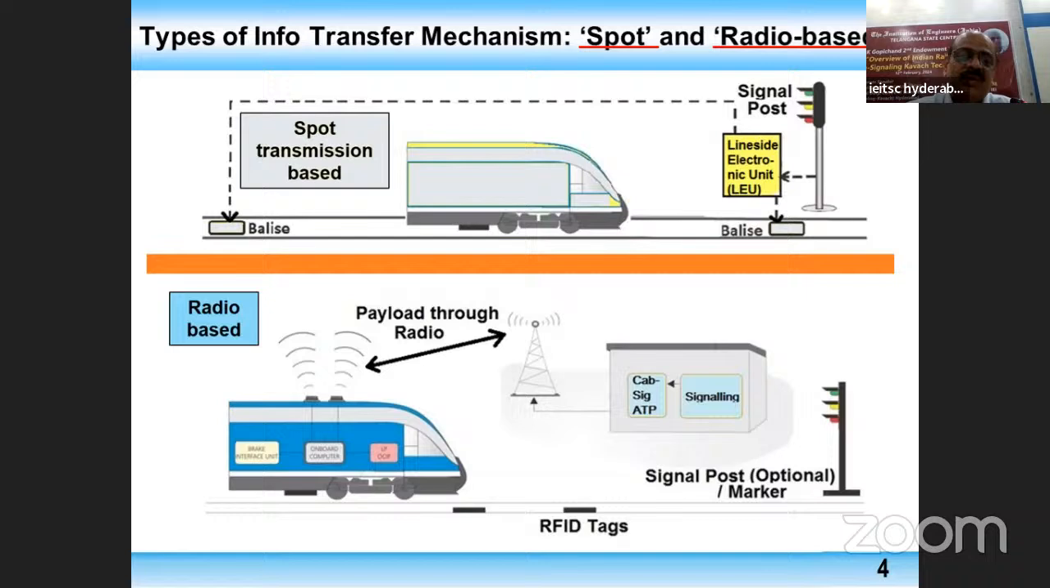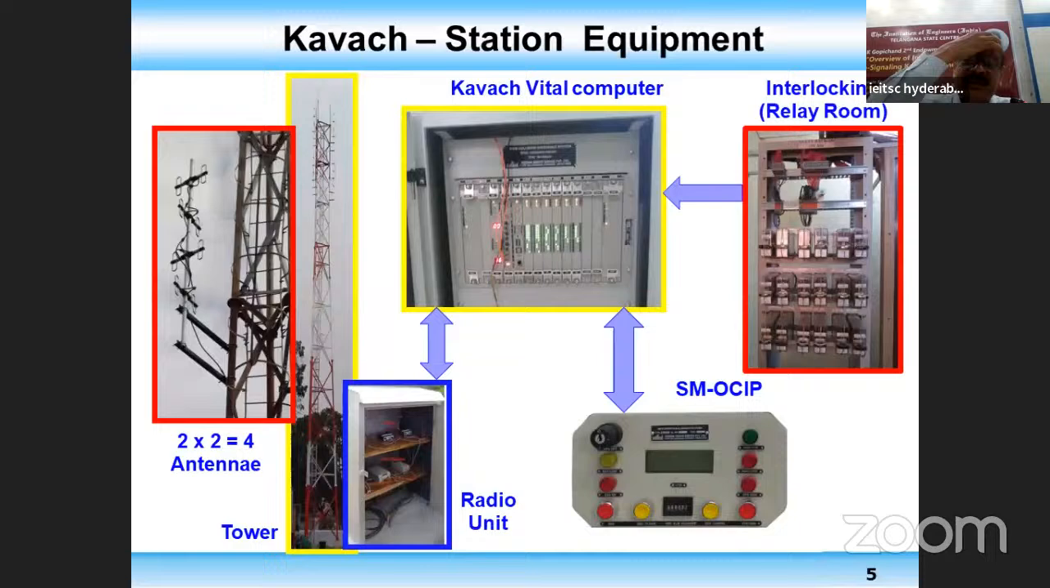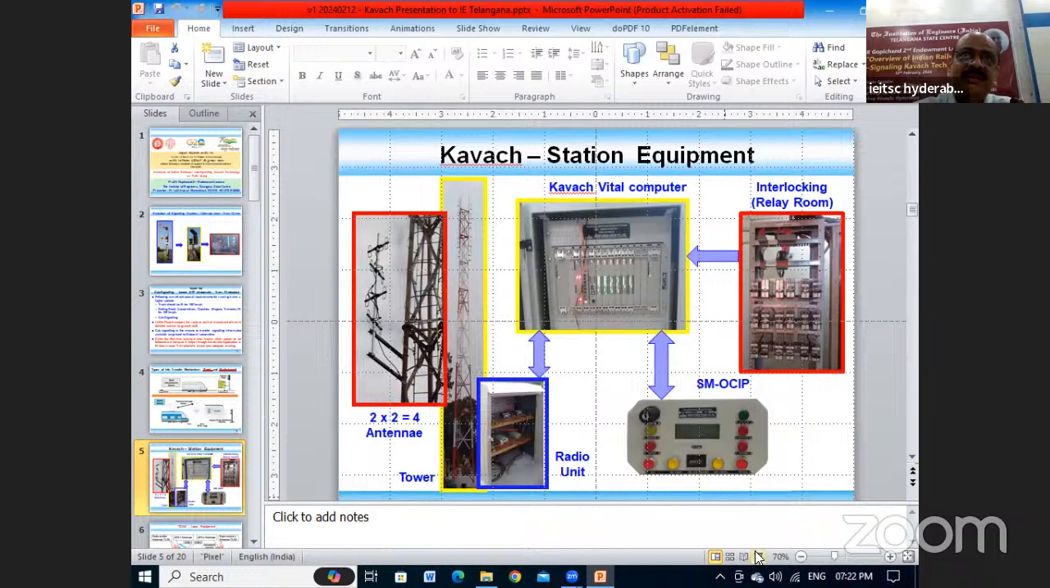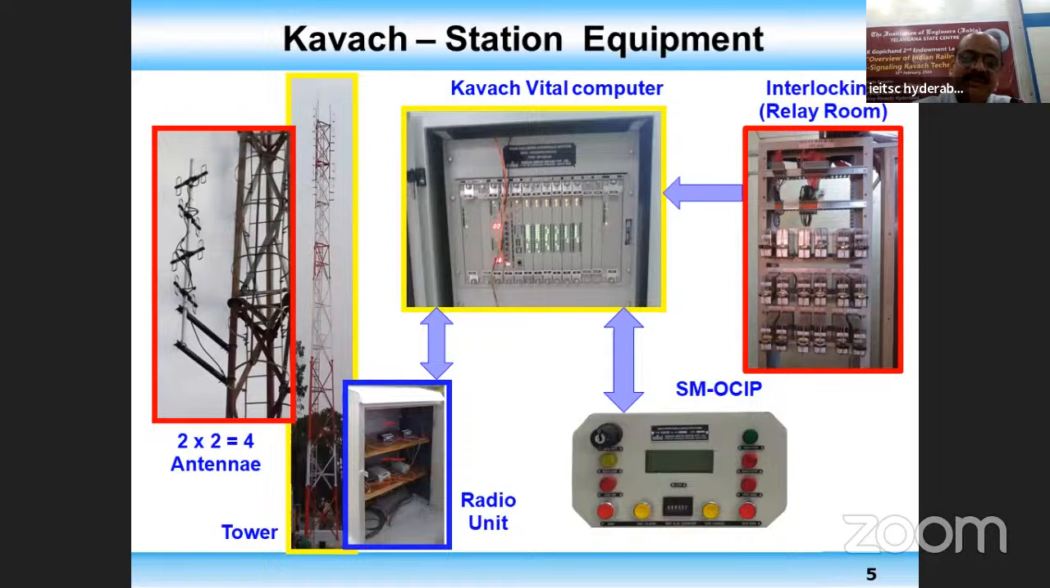And had we gone for the upper half type of system or spot transmission based system, we would have badly suffered with the line capacity, because it actually reduces our capacity to carry train traffic, whereas the bottom half type of system enhances the capacity of train carrying. So next slide, please. I am proud to say that Indian Railways is among the few countries which have indigenously designed a radio-based system of their own.